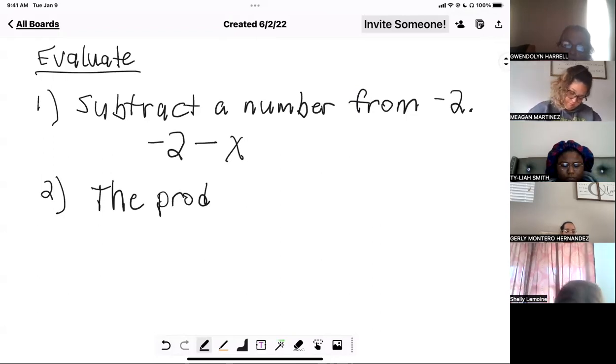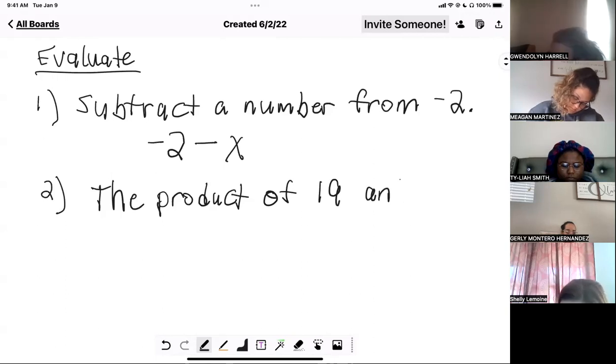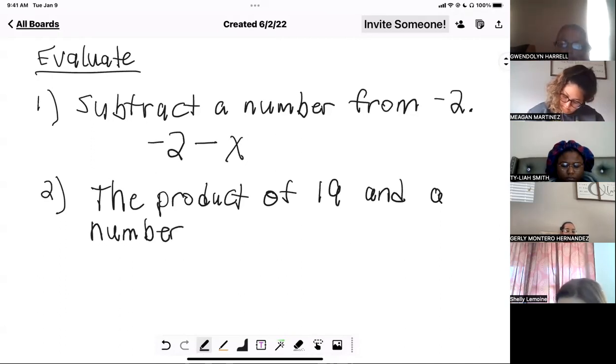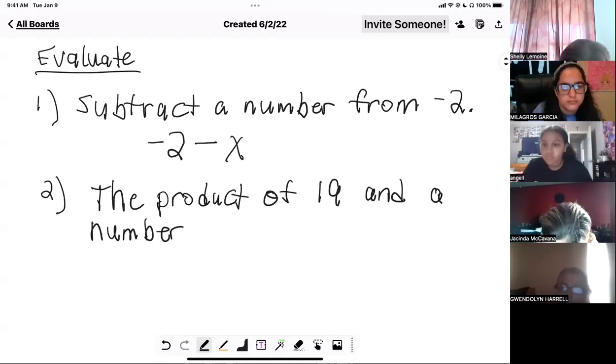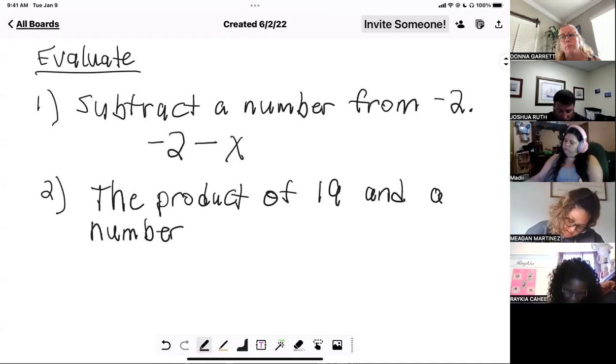2. The product of 19 and a number. Hey, Miss Garrett, I have a quick question. Yeah, go for it. What is the rule on putting parentheses? When I originally wrote that, I put parentheses around the -2. That's perfect. Is that okay? You'll see. Yep.